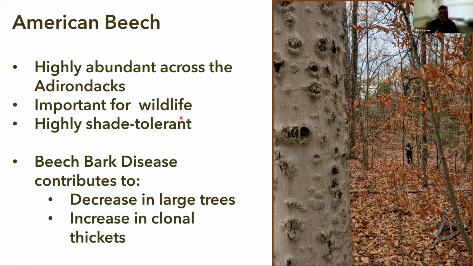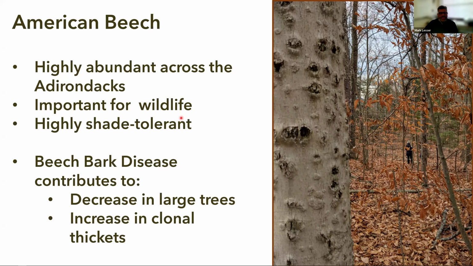And beech bark disease has contributed to a decrease in large trees and an increase in clonal thickets. Beech reproduces asexually. It sends up root suckers that are genetic clones of itself, which means that all of these root suckers are genetically disposed to beech bark disease in the exact same way that the parent tree was.